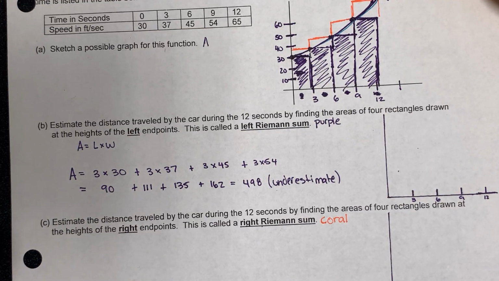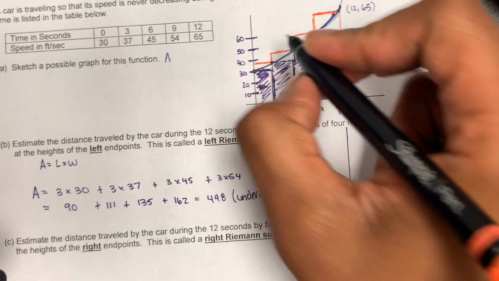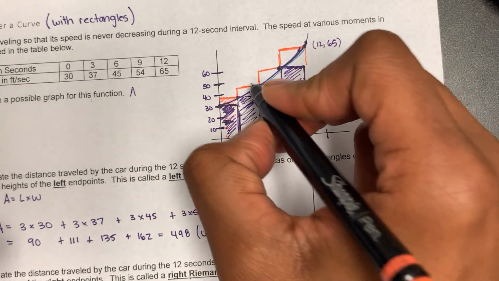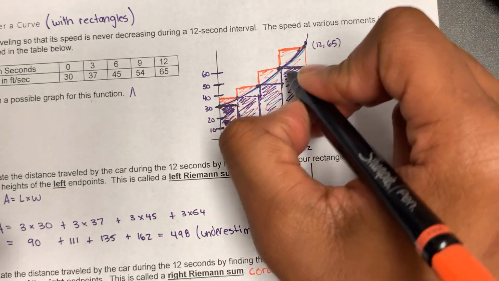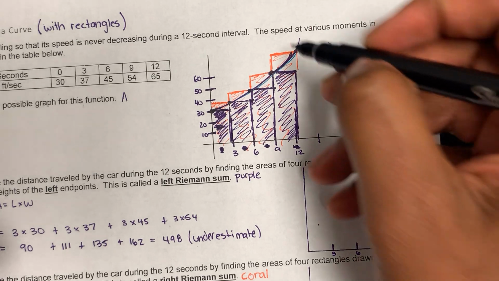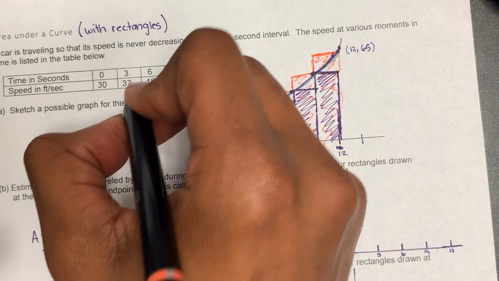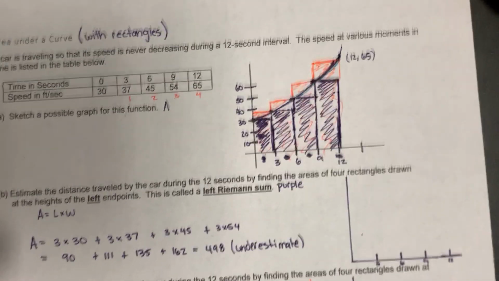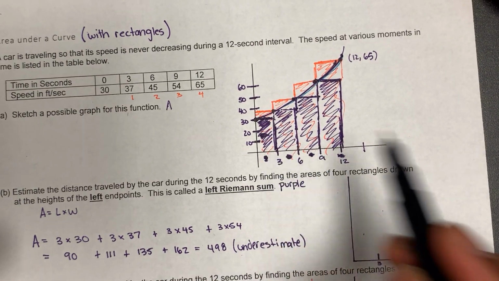So for part C, we're doing the exact same thing, but we're using the right endpoints as our rectangle heights. So if we go back to our graph, it's going to be this rectangle, this rectangle, this rectangle, and this rectangle. But the height of the rectangle is determined by the right endpoint. If we're looking at our table, it's just going to be 1, 2, 3, and 4 for our rectangle lengths, and then our width.